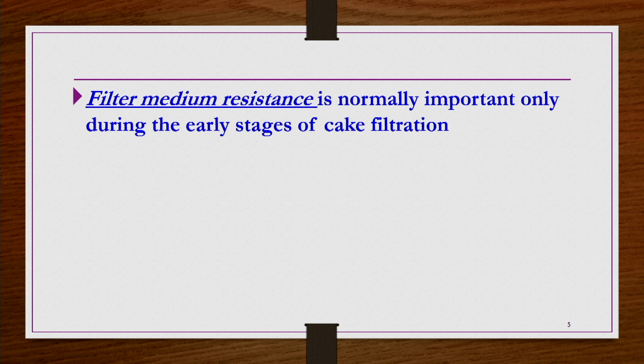In general, filter medium resistance is normally important only during the early stages of cake filtration, because as the time of filtration increases, more and more particles deposit on the surface of the filter medium and form a cake, and that cake offers much more resistance compared to the filter medium resistance. So, the filter medium resistance is important only at the early stage of filtration, where cake formation is minimal or negligible. Under those early stages only, the filter medium resistance is important.